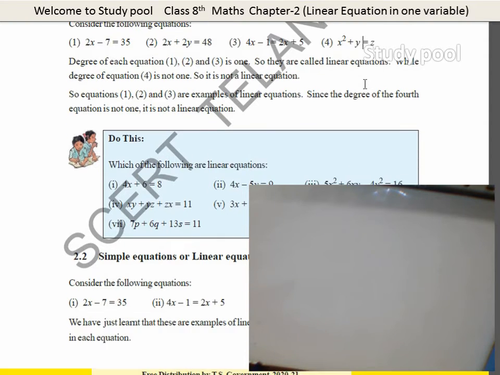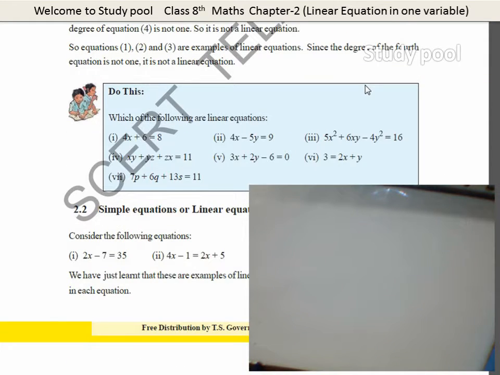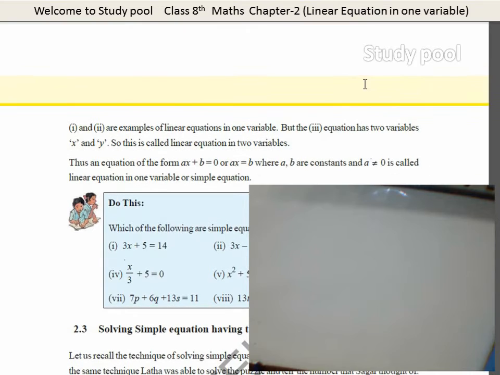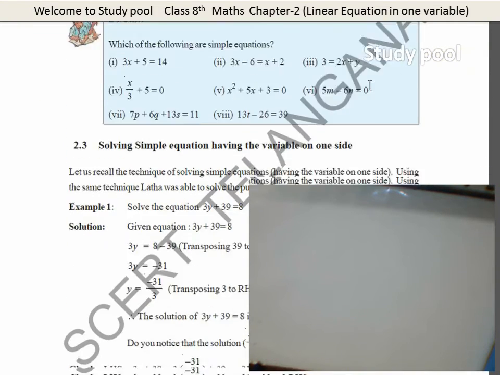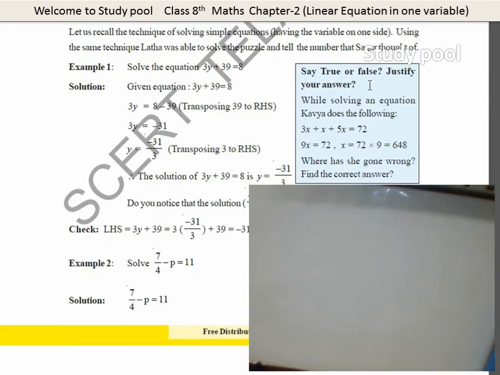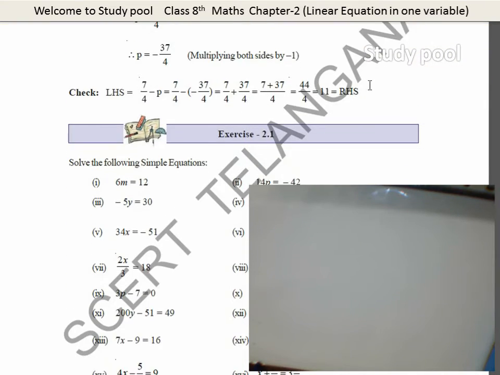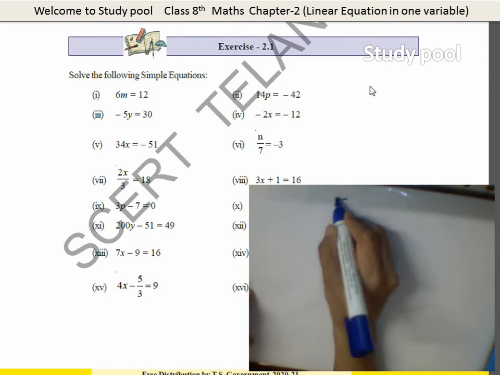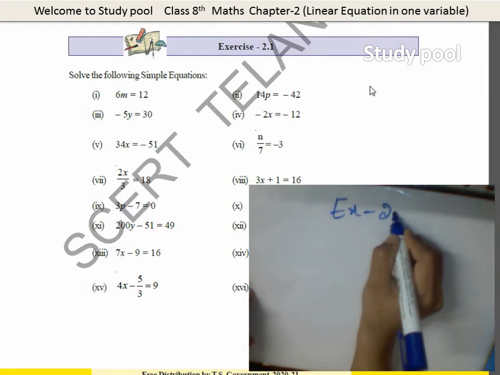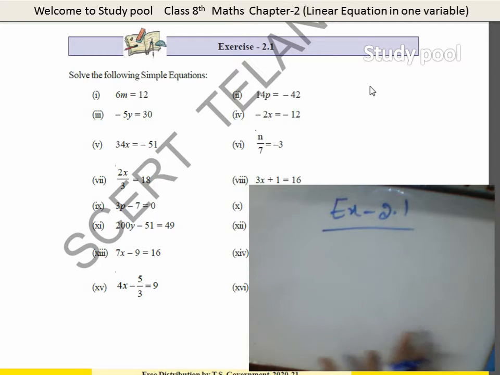Now let us see more of what is given. Simple equation, linear equation. Now we'll see this exercise 2.1. So we were doing exercise 2.1 now.